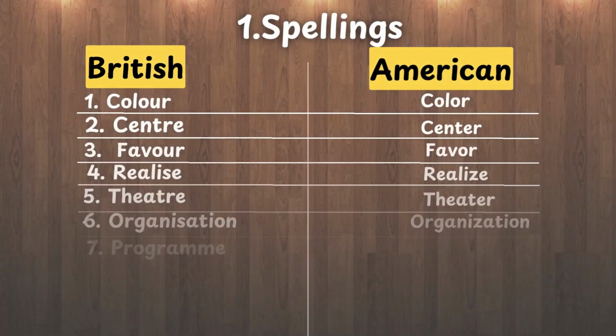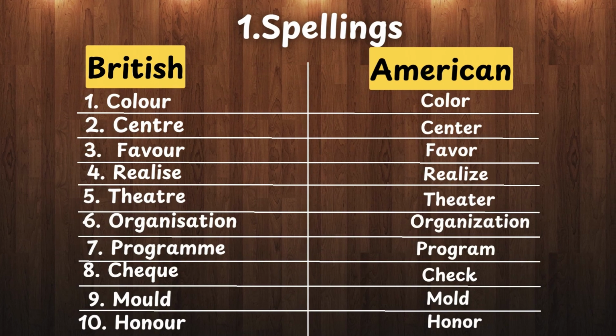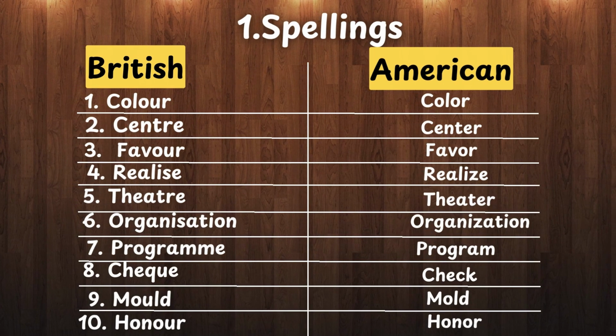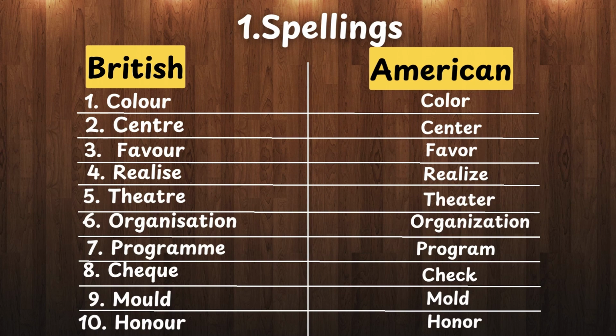These are colour and color. You can see that there is a bit of difference between these spellings. And centre, center. Favour, favor. Realise, realize. Theatre. In American, theater. Organisation, organization. Programme, program. Cheque, check. Mould, mold. Honour, honor. There are also some other words, and if you know some words, you can write in the comment section.